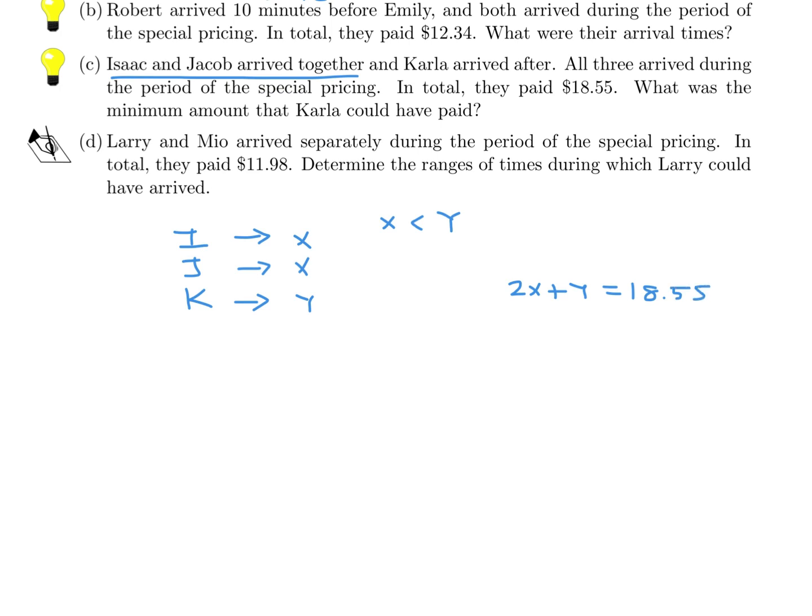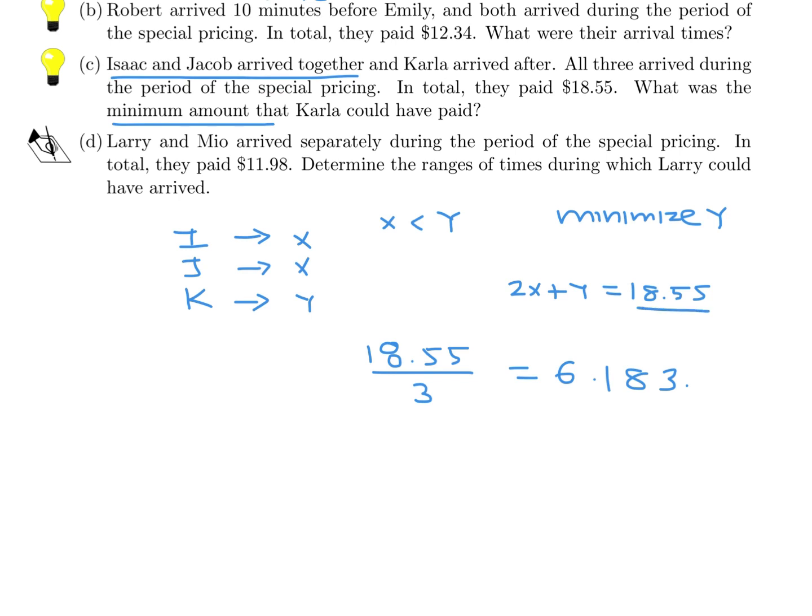Okay, so we have to just experiment with this. The key is the minimum amount. So we want to minimize Y. Okay, so if we want to minimize Y, let's see what we can get. First thing I'll do is just divide 1855 by 3, to get a ballpark estimate, and this is about 6.183. So if all three of these were 6.183, then it would total 1855, but we know that all three are not the same. Two of them are the same, though.